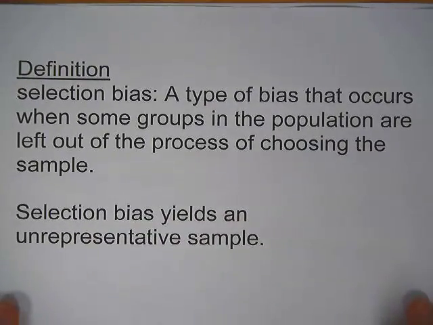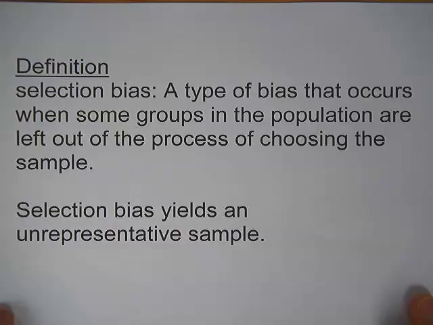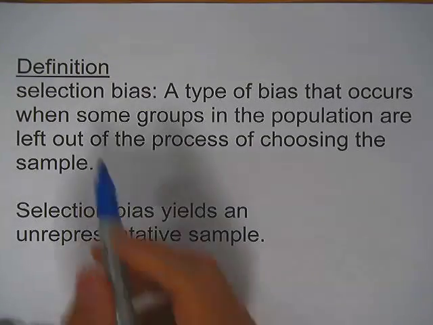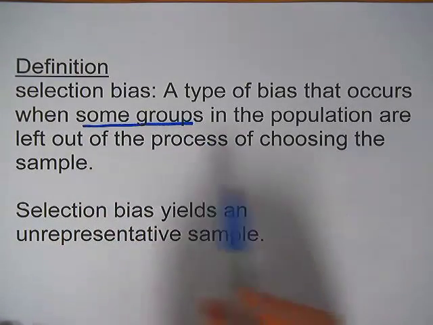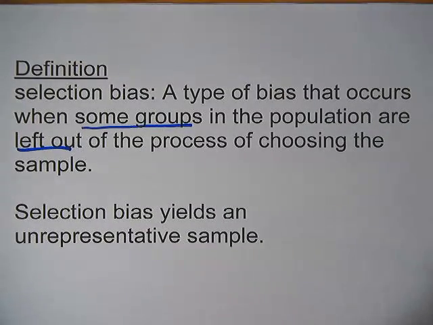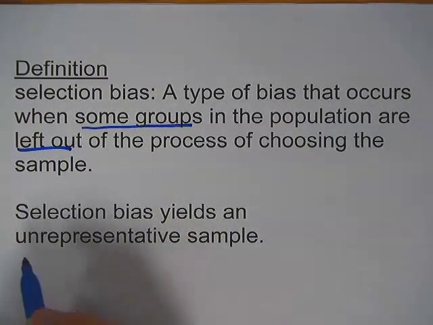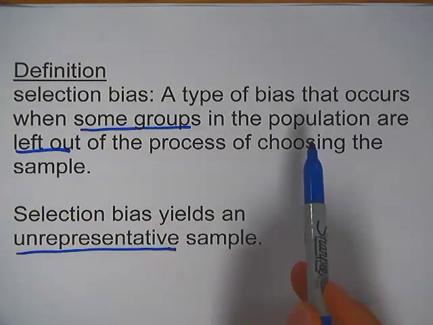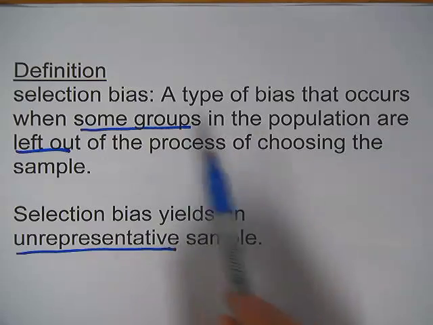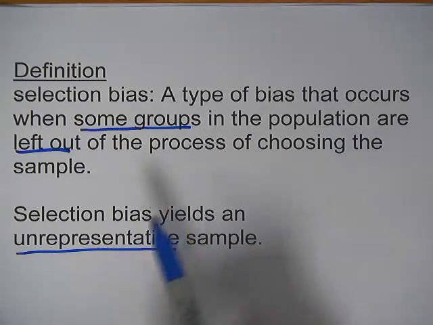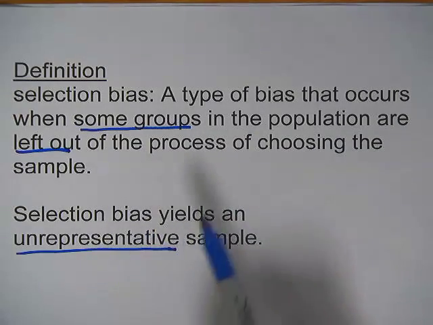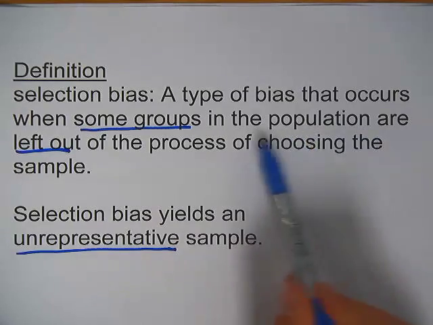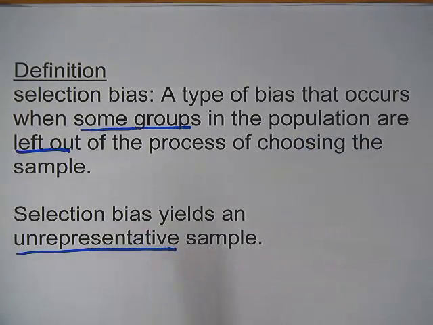So let's define selection bias. Selection bias is a type of bias that occurs when some groups in the population are left out of the process of choosing the sample. Selection bias yields an unrepresentative sample. So if some groups are left out of the sampling process, they won't be reflected in the sample, so the features of the sample may differ significantly from the features of the population.